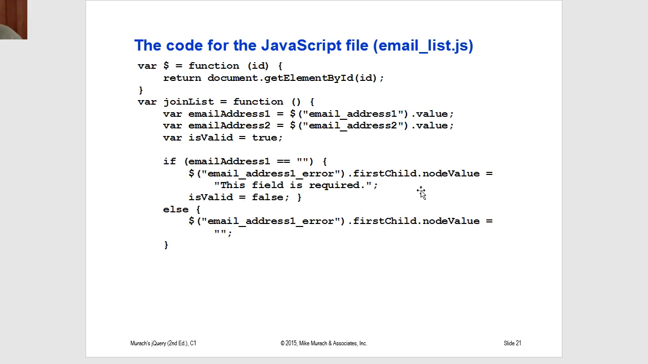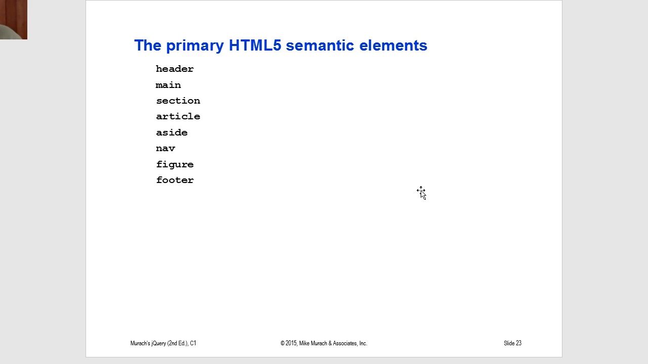There's the code for the email list JavaScript. Continued, continued. One of the things this book will rely on is HTML semantic elements: header, main, section, article, aside, nav, figure, and footer. Those are the key main tags that are used in CSS. The JavaScript and jQuery code that we will be writing and learning about are considered components, elements of the DOM. And the DOM is the document object model.